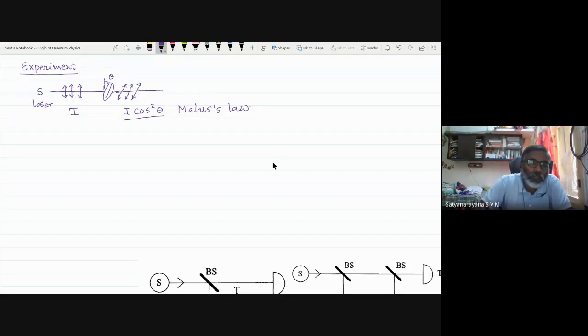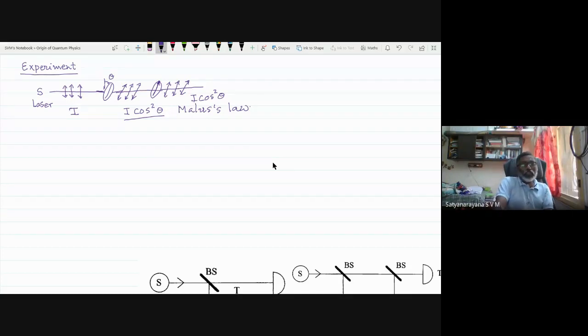Now let's say that in some other location, I put another polarizer with the same polarization direction. Then what happens? The polarization direction is the same, and then the entire intensity will come out. There is no reduction in the intensity. So here also we will have I cos square theta. This is the situation if you have a classical electromagnetic wave or a light source like a laser.